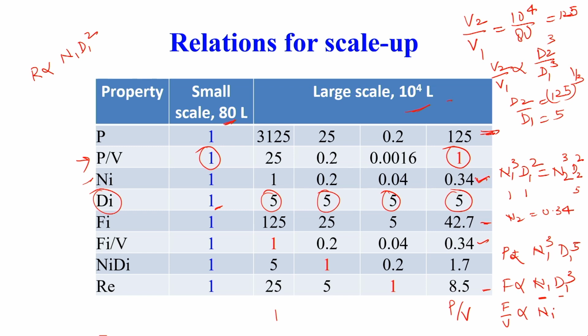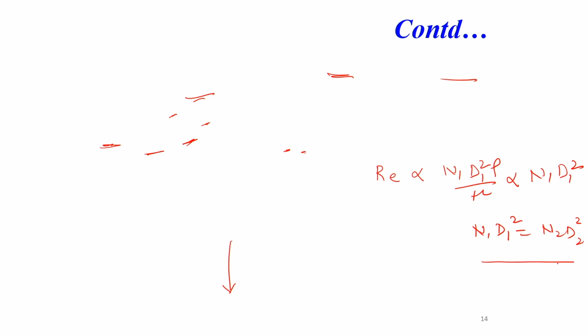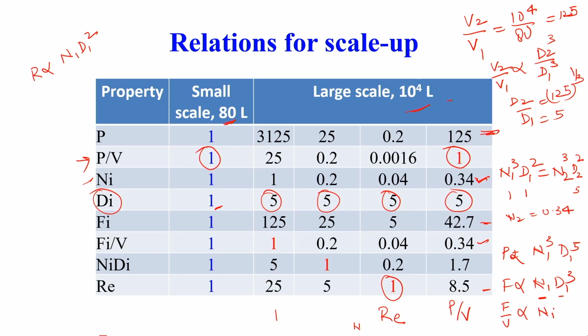Now, in the second case, this criteria is constant Reynolds number. What does the criteria of constant Reynolds number mean? Which criteria are we going to follow? We are going to follow here N1 D1 square equals N2 D2 square. So, the value of N2 will be 0.04, and once you get the value of N2, again we can calculate the power, P upon V, and the flow rate Fi upon V, which will be the same as Ni. Then Ni Di, Ni is 0.04, Di is 5, it will be 0.2.